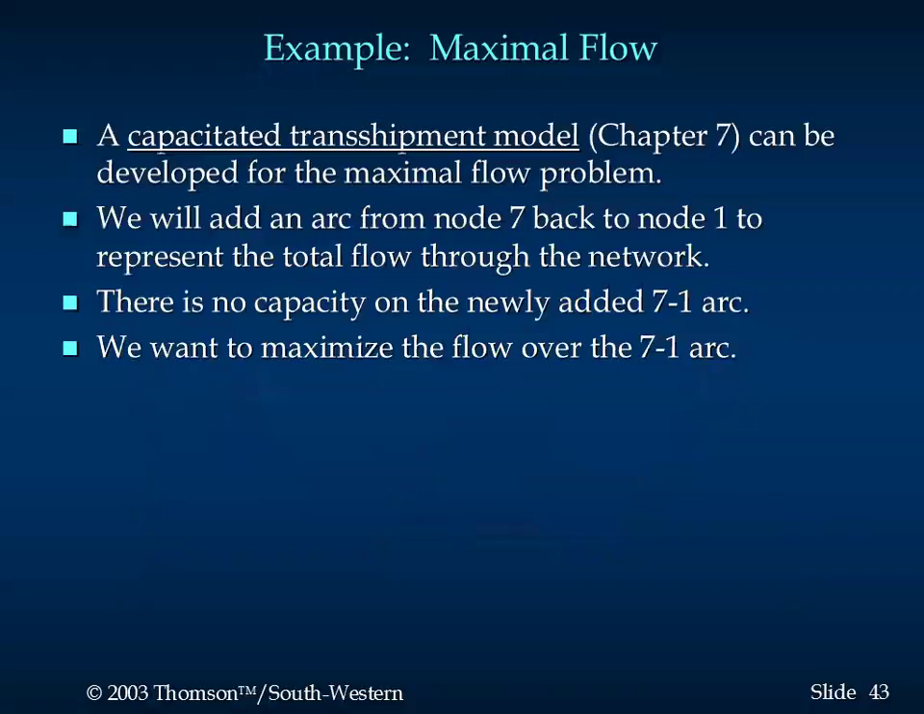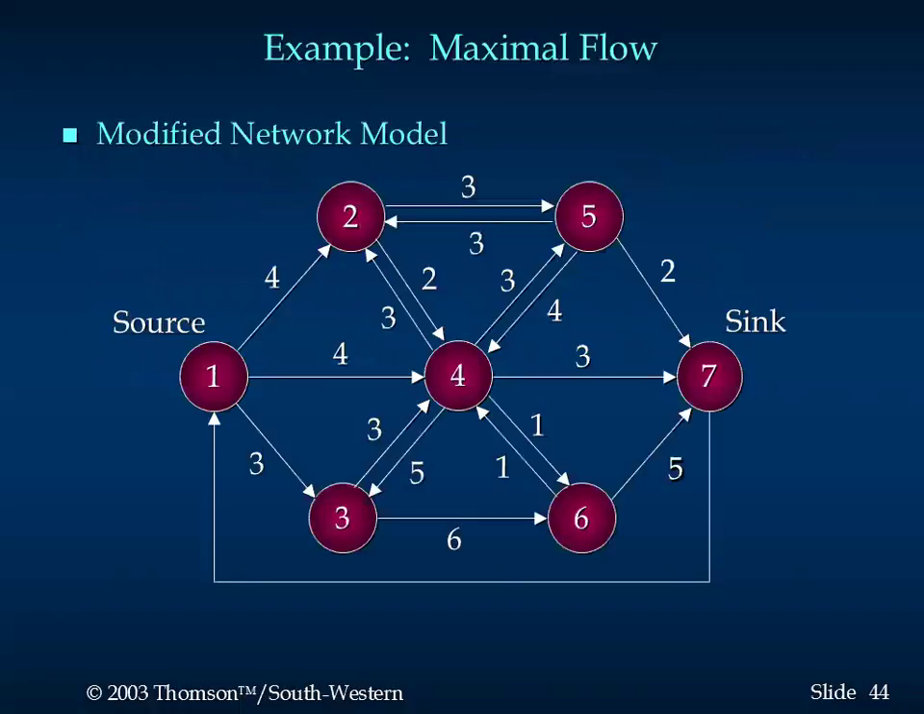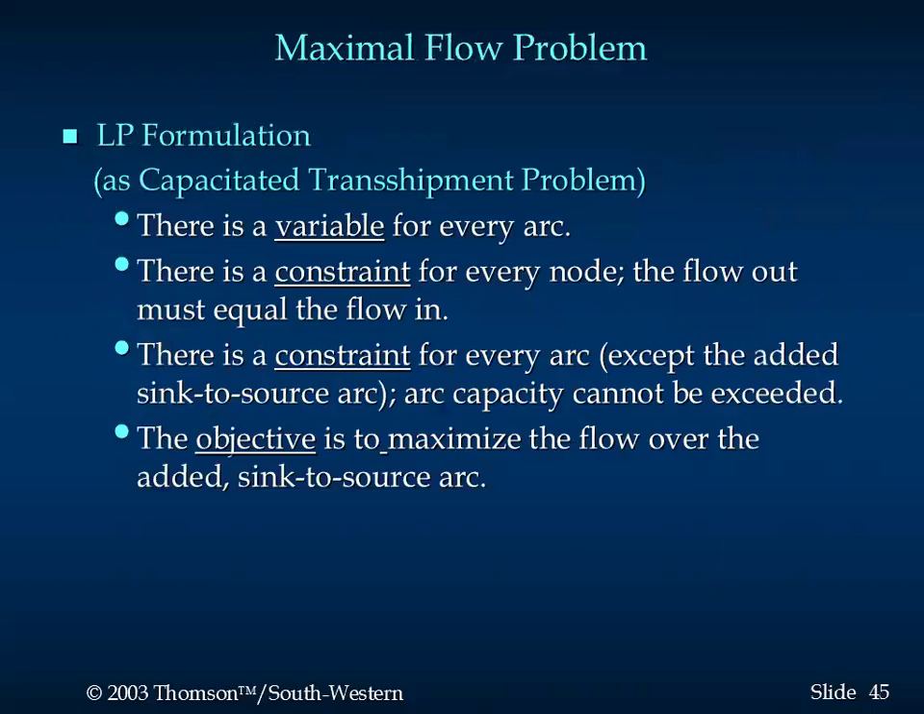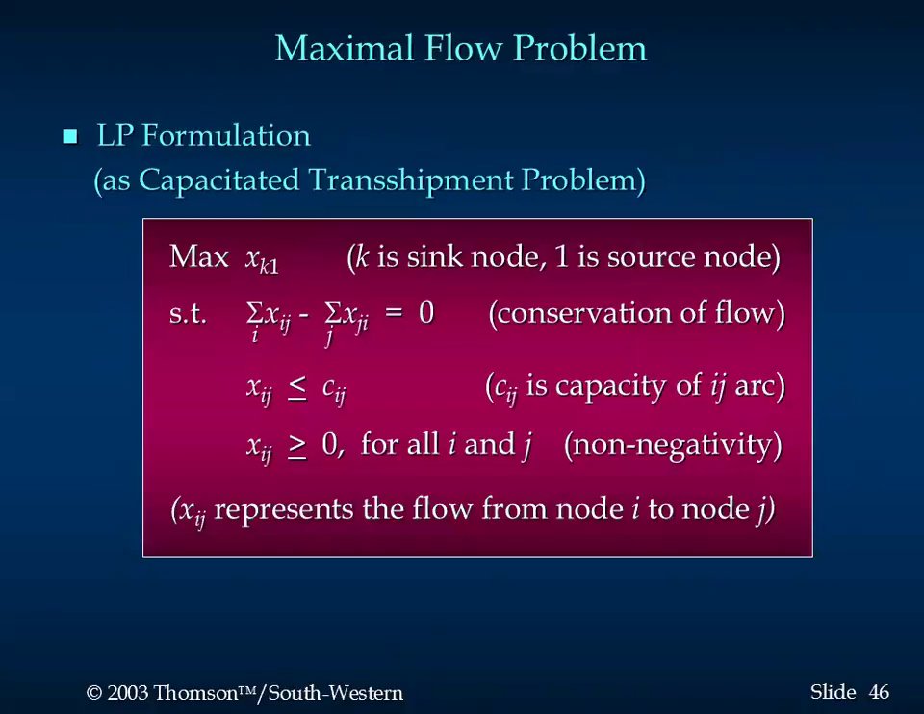So this is a capacitated transshipment problem. We add an arc and then we maximize the flow over this arc. There's a variable for every arc, a constraint for every node, flow out must equal flow in, and there's a constraint for every arc, that arc capacity cannot be exceeded. Objective is to maximize the flow.